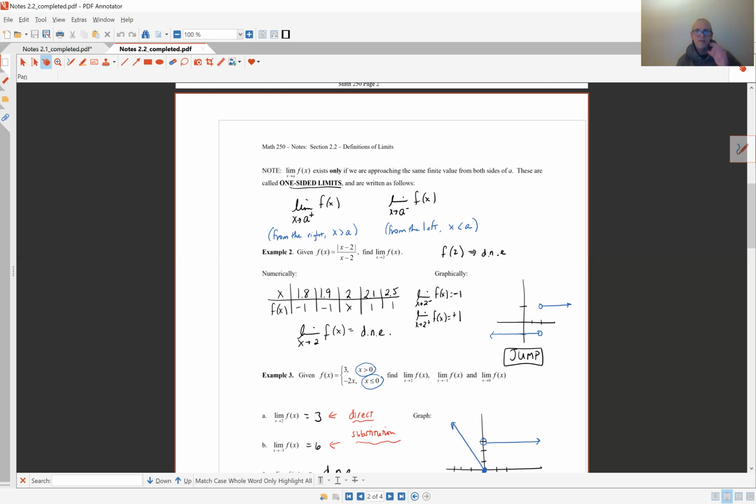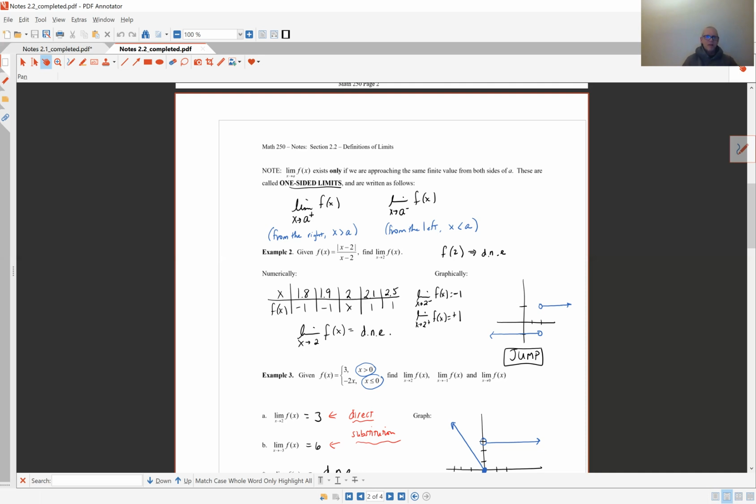Now, what is the limit of that function as we get close to 2? Well, it's going to depend on which side you come from. If we're approaching 2 from the left, for values of x less than 2, just look at the graph. The value of f of x is negative 1. Now, if we approach 2 from the right, for values of x greater than 2, the value of f of x is positive 1. So the limit coming from the left and the limit coming from the right as x goes towards 2 is different. From the left it's negative 1 and from the right it's positive 1.